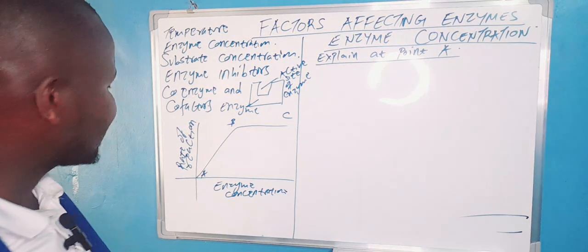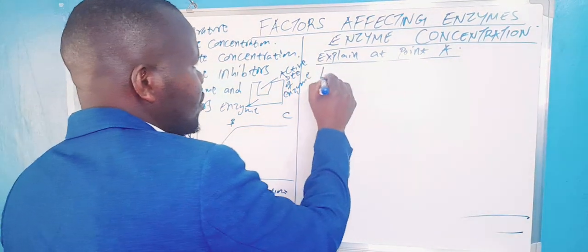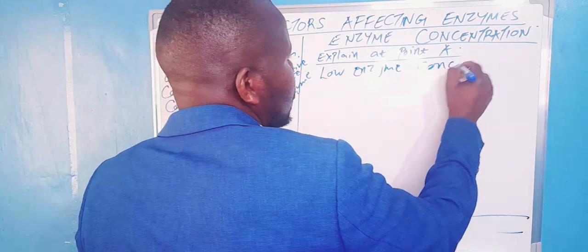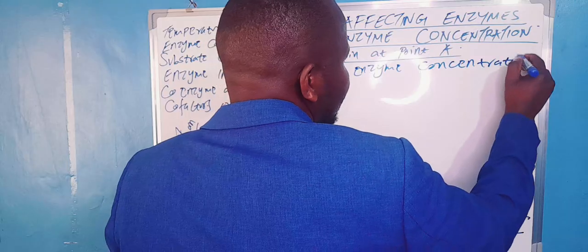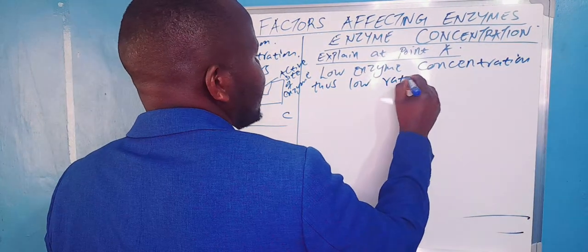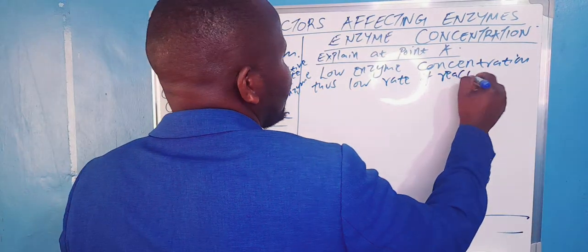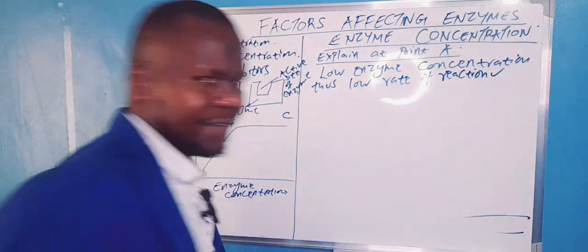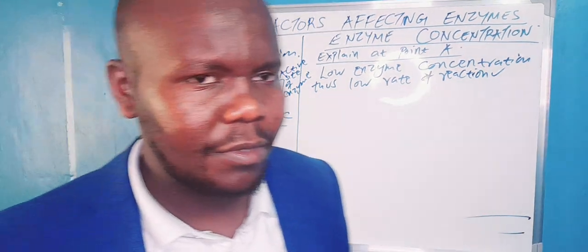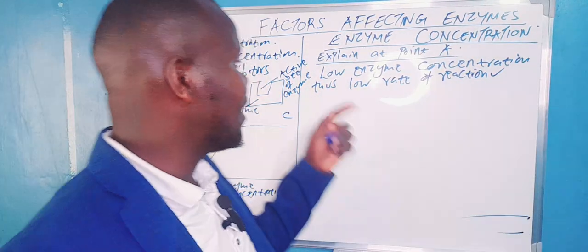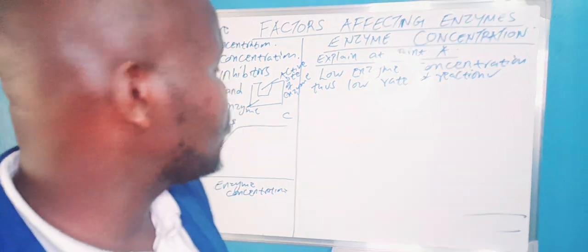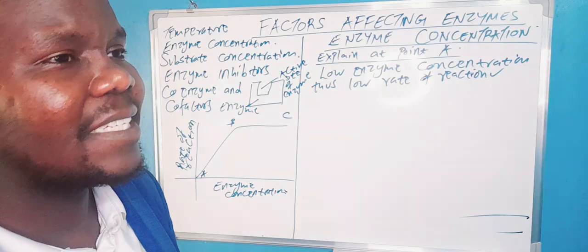So how do we explain? Low enzyme concentration, thus low rate of reaction. You get your first free mark. It is a free mark; it does not require any biological knowledge. It's just the skill of observation. Then the second mark will be the main reason: because of low active sites of the enzyme.